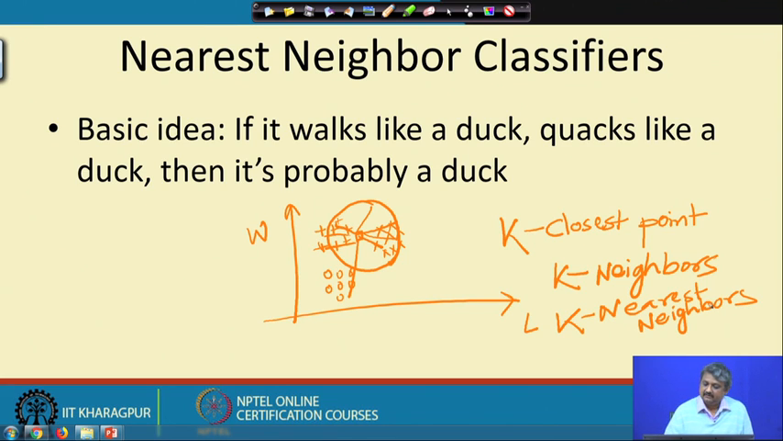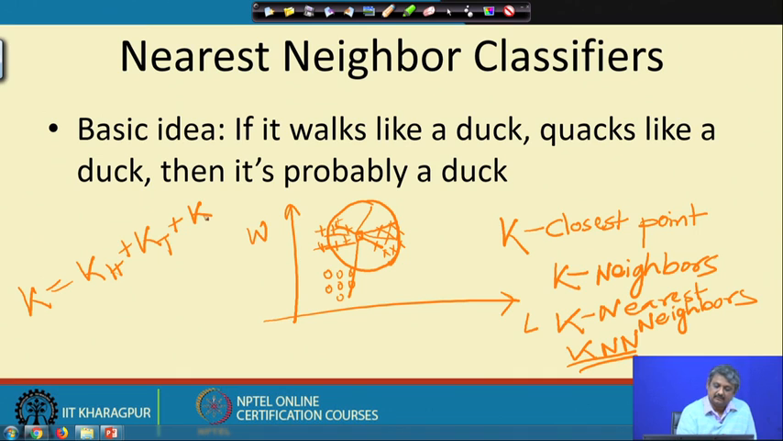K nearest neighbor, KNN. And I repeat what I did earlier, that means among this k, I find out among its neighbors how many are hilsa, how many are tuna and how many are shark, and whichever is the highest.